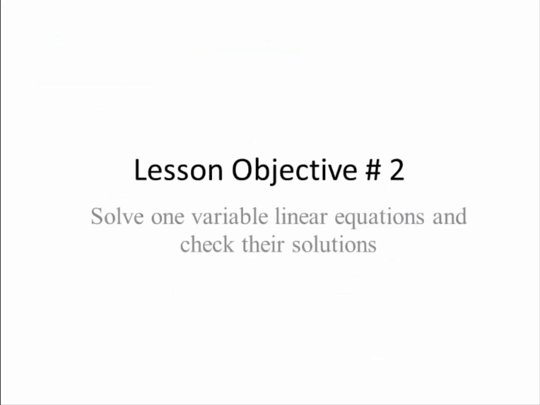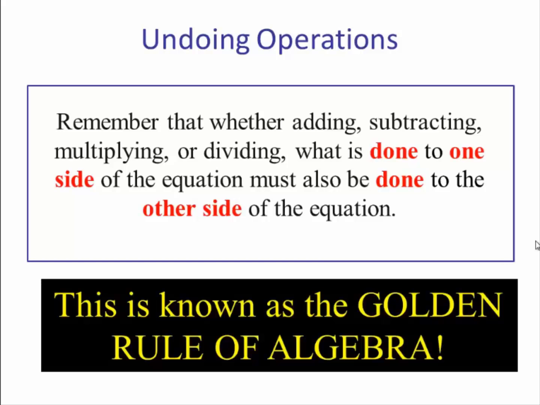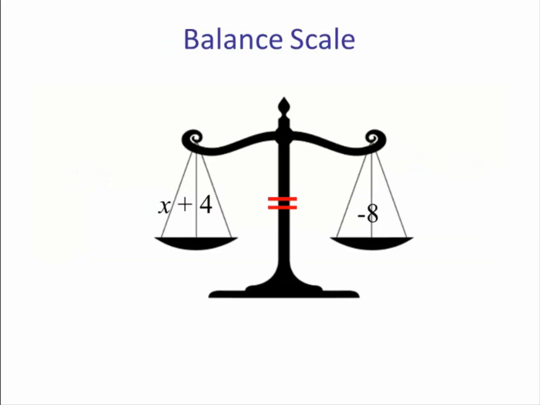Lesson objective number 2. Remember that whenever adding, subtracting, multiplying, or dividing, and of course that's our operations, what is done to one side of the equation must also be done to the other side of the equation. This is known as the golden rule of algebra. Now why is that the case?